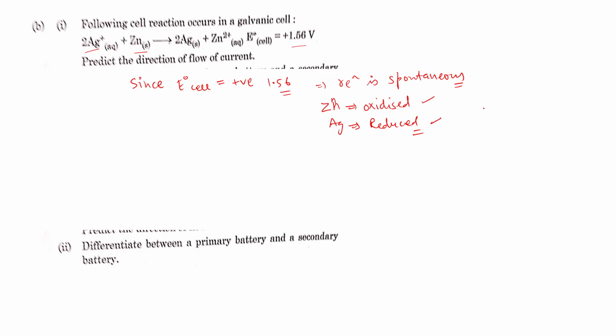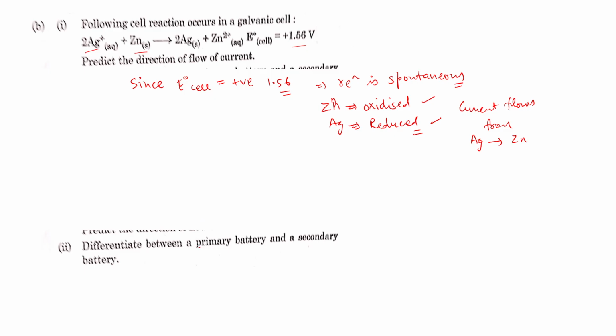So if this is the setup, the question is the flow of current. You will write: current flows from Ag to zinc. Why? Because zinc is getting oxidized, so zinc will give electrons. Electrons are moving from zinc to silver, so current will flow from silver to zinc.